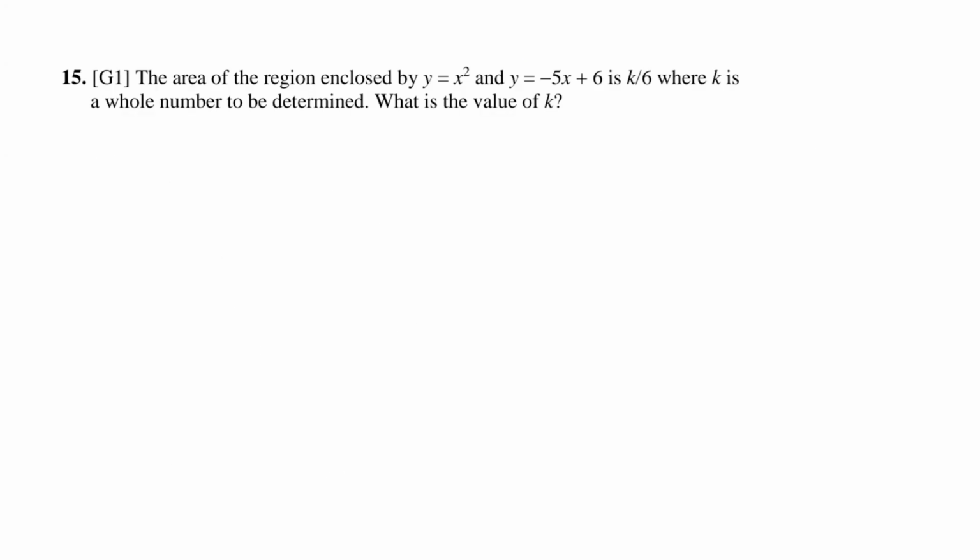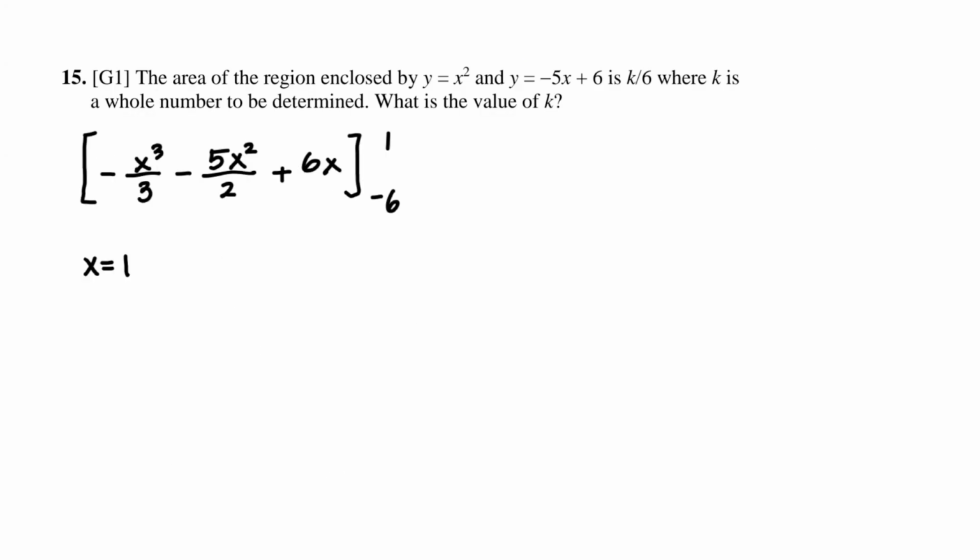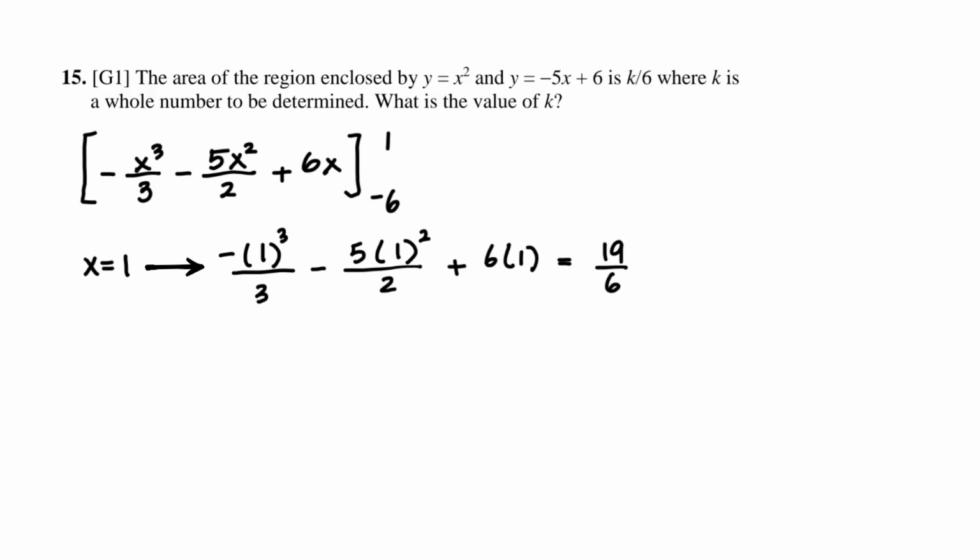We always start with our upper limit, so let's plug in the value of 1 into our function. Negative 1 cubed over 3 minus 5 times 1 squared over 2 plus 6 times 1 equals 19 over 6. Now we do the lower limit, negative 6.